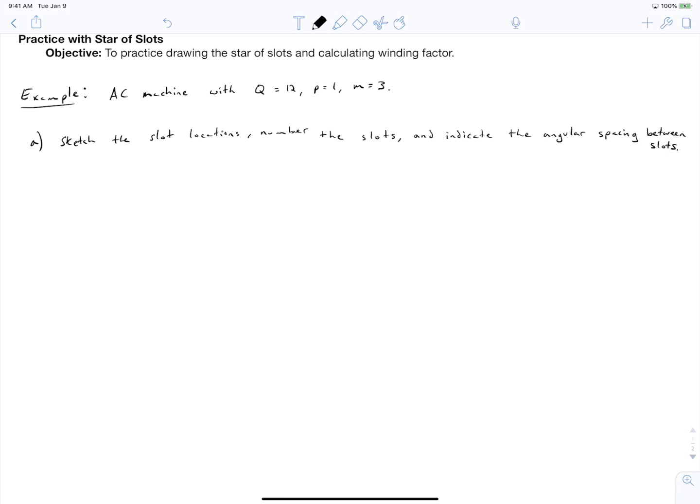Okay, so we'll start by noting that we have 12 slots, Q equals 12, and therefore the angular spacing between the slots is going to be 360 degrees divided by Q, or 2 pi divided by Q.